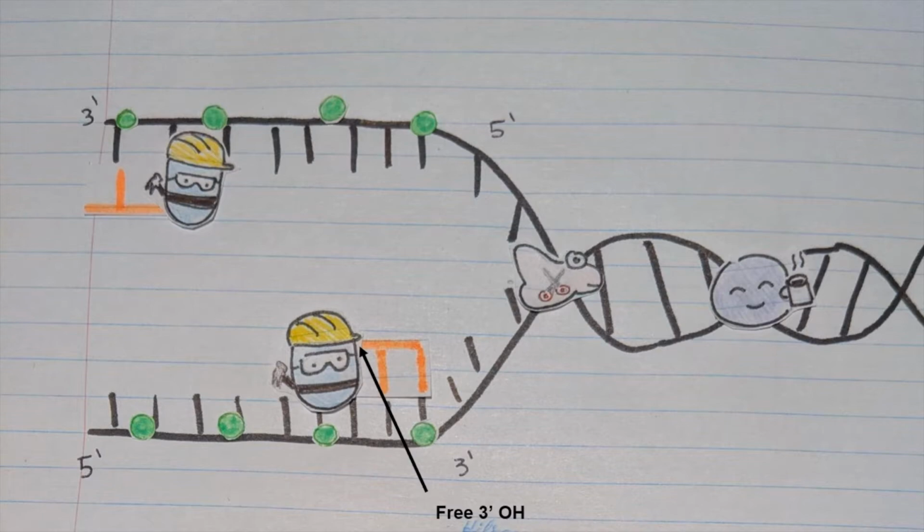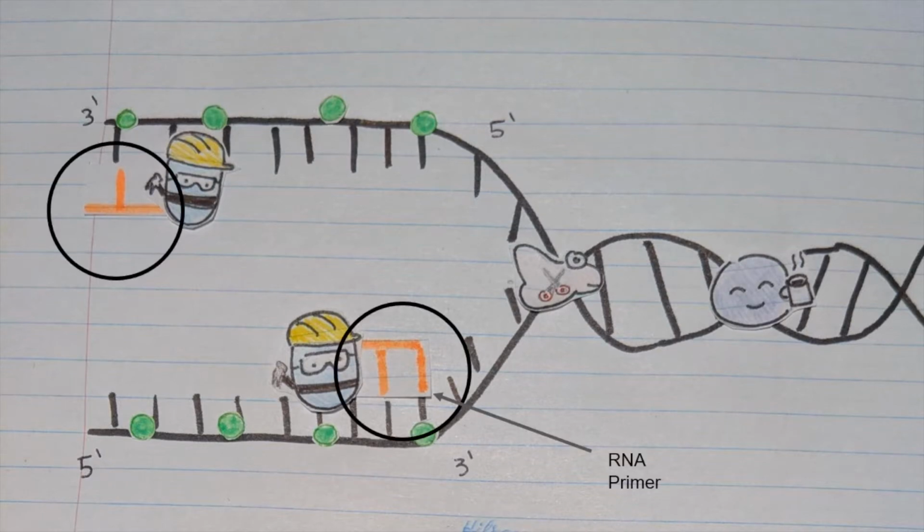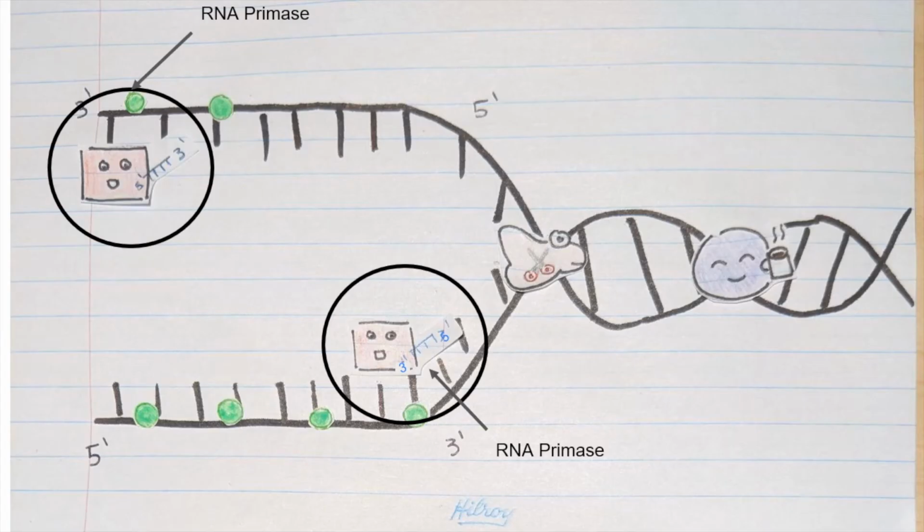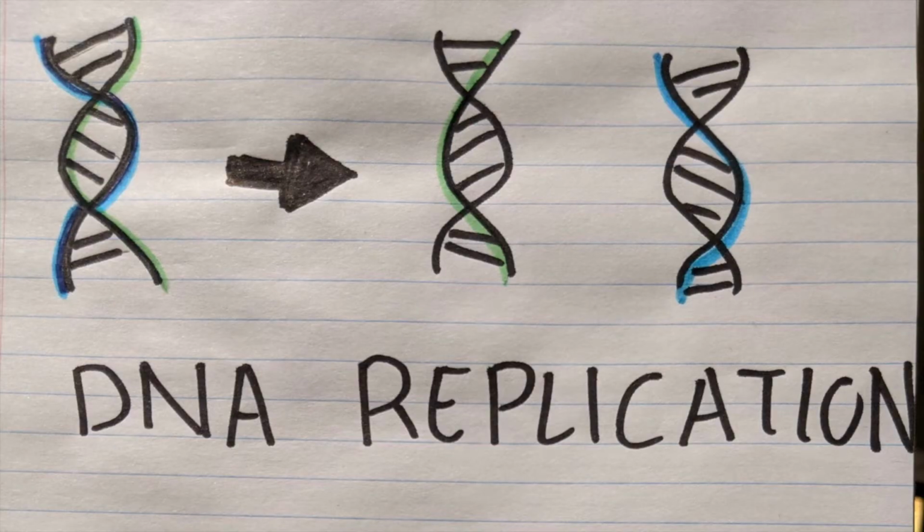Where does the polymerase add the nucleotide? To a free 3' OH group. But where does the OH originate from? RNA primers. What are these RNA primers? Short RNA nucleotide sequences. How do the primers get on the DNA? RNA primase. OH and primers added by primase, RNA nucleotides, DNA replication.